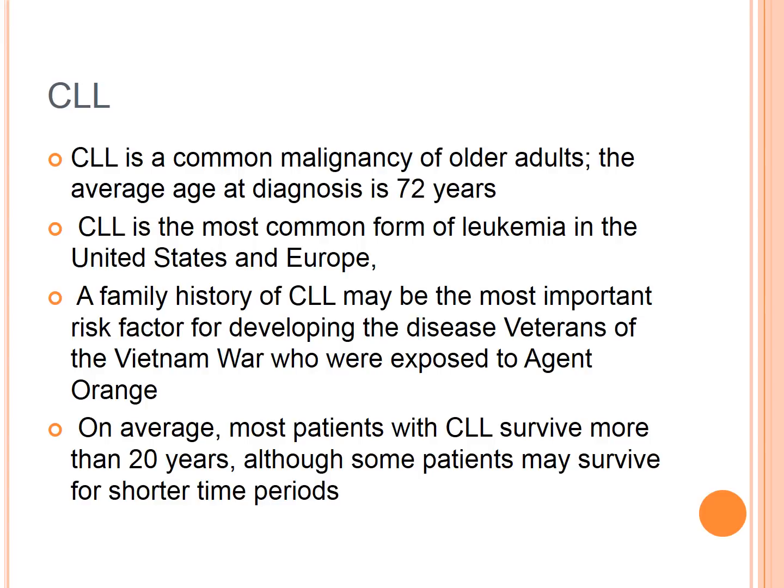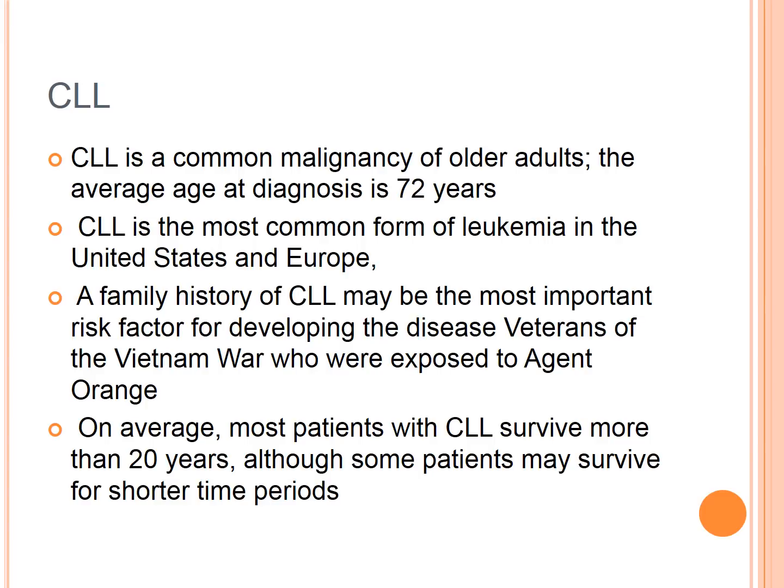Family history of CLL is probably the biggest risk factor for developing it, but also those who were exposed to Agent Orange back in the Vietnam War were found to be at increased risk for CLL as well. Patients can survive more than 20 years with CLL. Again, it's slow, it's chronic. It really is, I don't want to say a silent disease, but again, patients can go without knowing they have it for periods of time until it's accidentally picked up by CBC or symptoms start to develop.